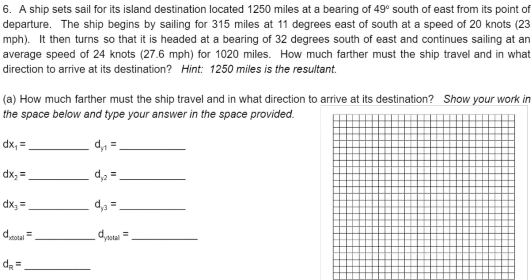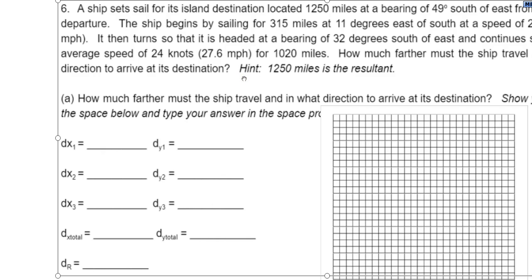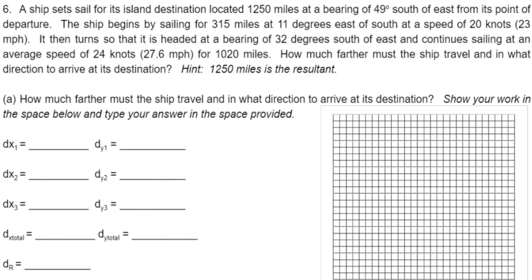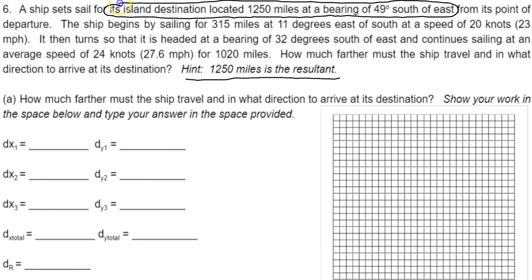Hint, 1,250 miles is the resultant. Okay, so we're going to start off with this 1,250 miles as the resultant. That's the original thing. So we're told that the island destination is right here with respect to its original point of departure.